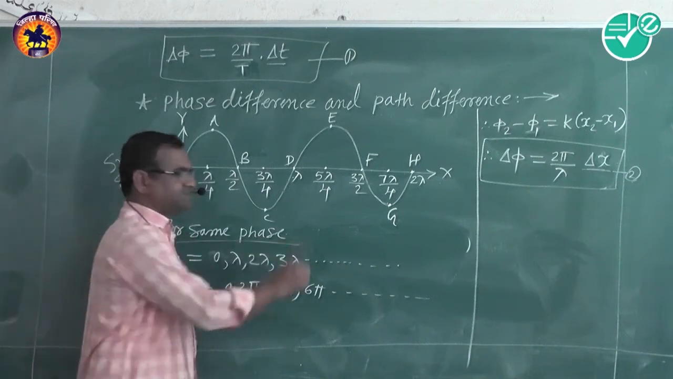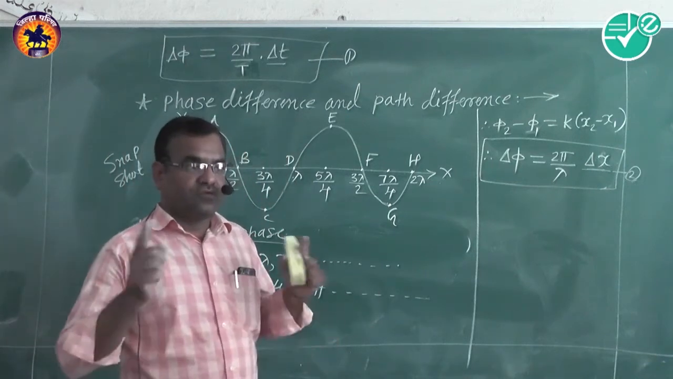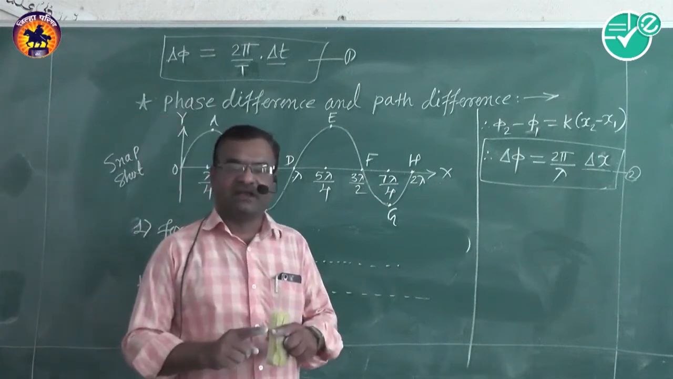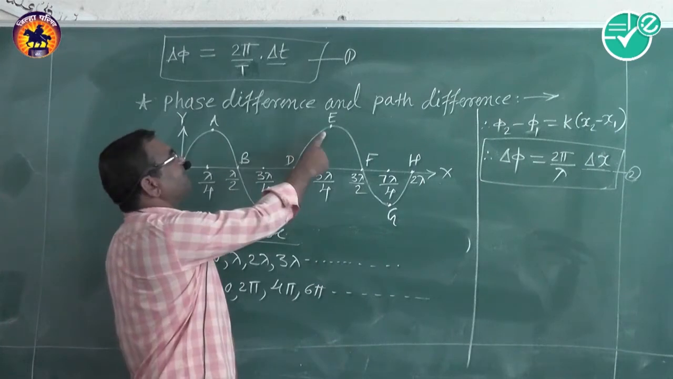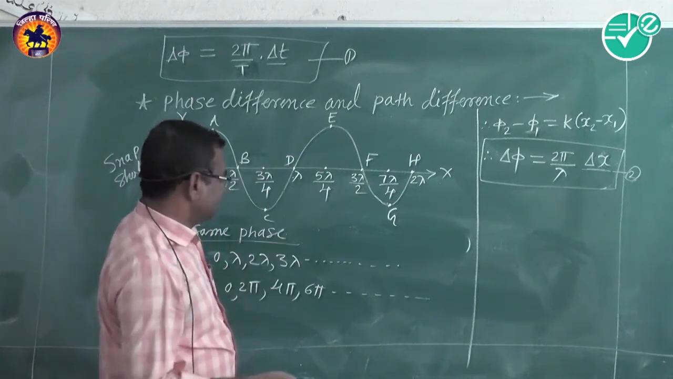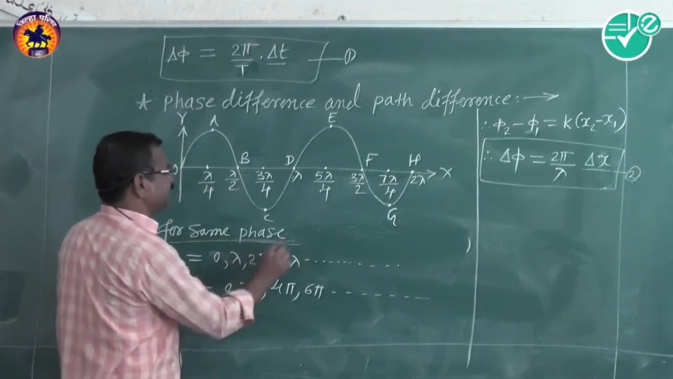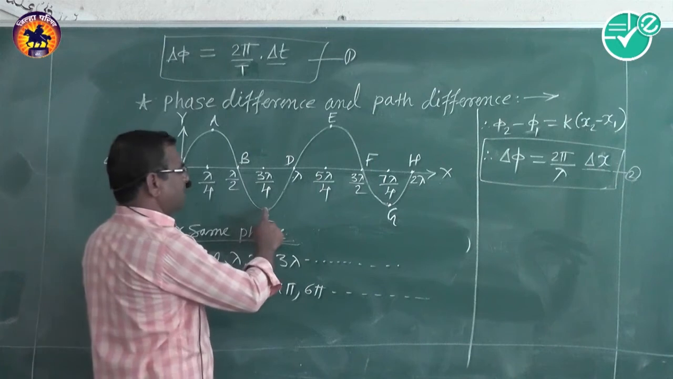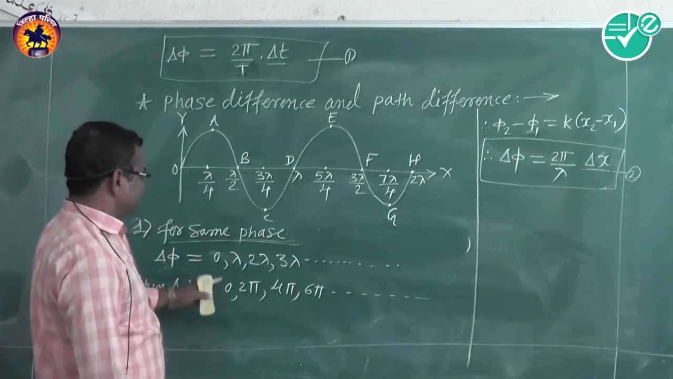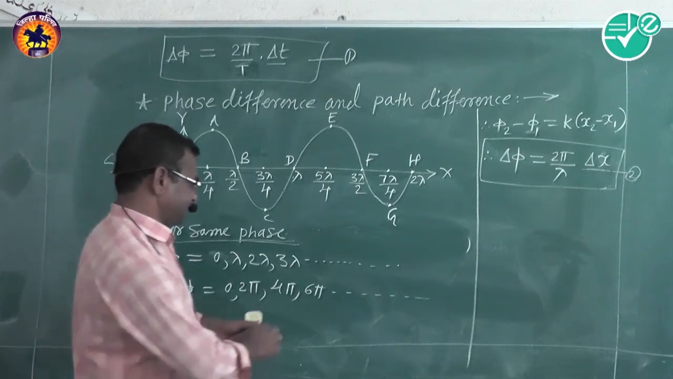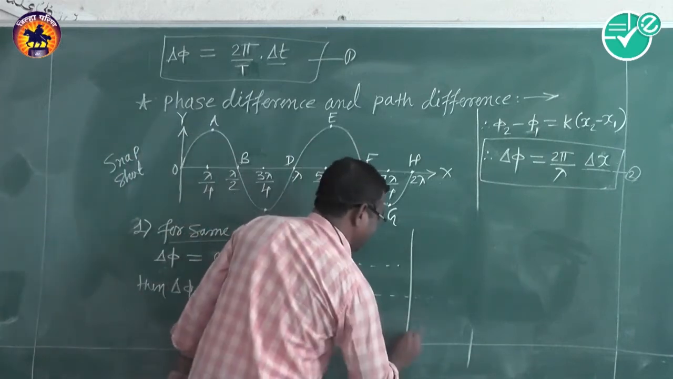Same phase means when two waves are at a point in same phase, the crest of one wave coincides with the crest of the other, or the trough of one wave coincides with the trough of the other, then we say that they are in same phase.